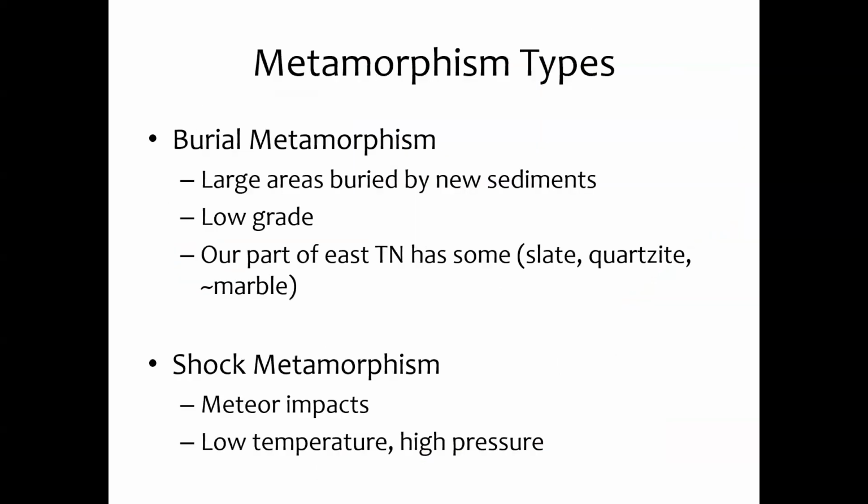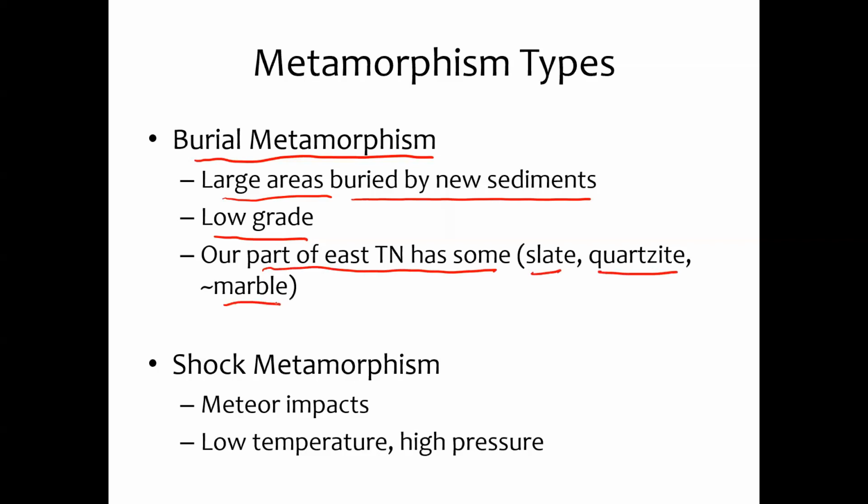Talk about some other types of metamorphism. Burial metamorphism occurs over large areas that have simply been buried by new sediments, typically a low-grade metamorphism. And our part of East Tennessee has some of these, a little bit of slate, a little bit of quartzite, a little bit of marble from this low-grade metamorphism. There's also shock metamorphism that happens very rarely, really only as a result of meteor impacts. But some places we can still find evidence of these that happened hundreds of millions of years ago. In fact, there's one in central Tennessee where we can find some shock metamorphosed minerals formed under low temperature but very high pressure from the impact of that meteor.